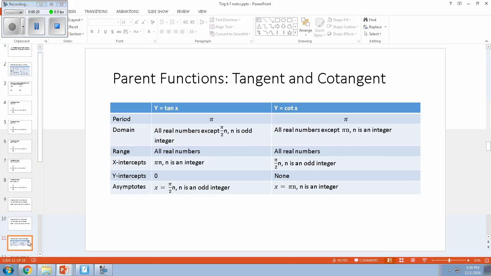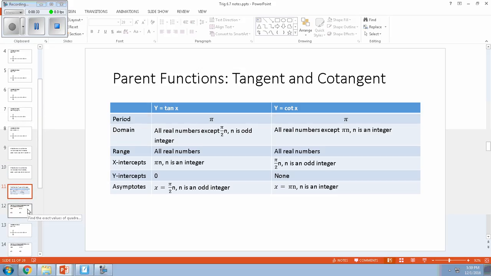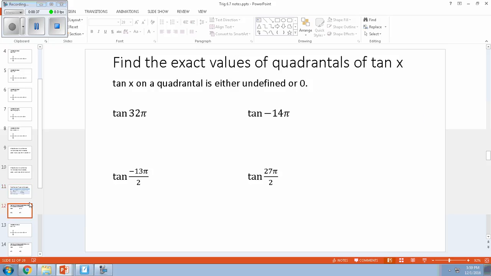Then make sure you go through and fill in the parent functions for tangent and cotangent. These are going to look a little bit different, and so we're going to talk about these as well today. Once you're done there, you're going to go in and find the exact values of these different important values to your quadrantals of tangent of x. Use the chart on the last page to find the values here, and then we'll talk about it together.